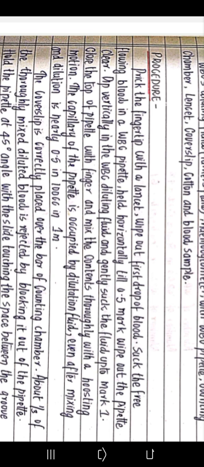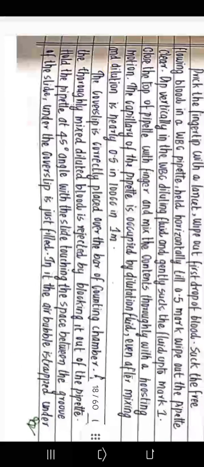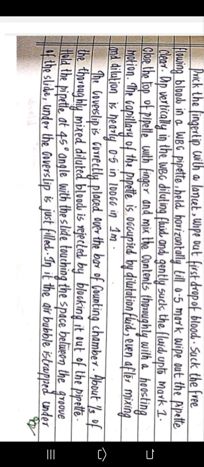The capillary of the pipette is occupied by dilution fluid even after mixing, and dilution is nearly 0.5 in 100 cc in 1 ml. The cover slip is correctly placed over the bar of the counting chamber. About 1/3 of the thoroughly mixed diluted blood is rejected by blowing it out of the pipette.